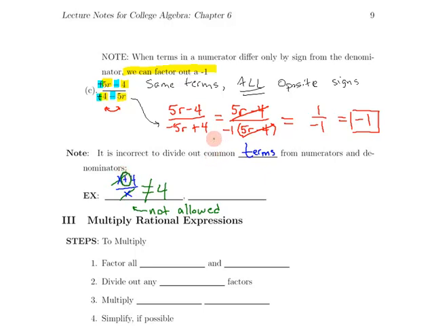Division cancels multiplication. It does not cancel addition. So that's why you can't do that. You also couldn't do it if, say, for example, you had x squared minus 9 over x minus 3.